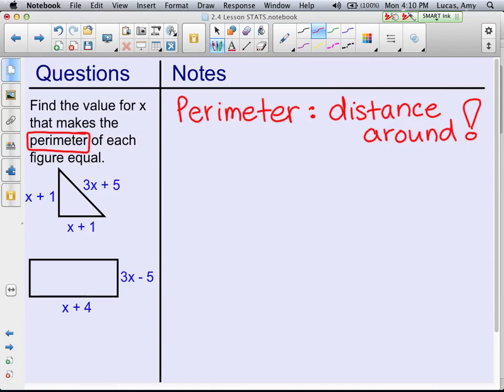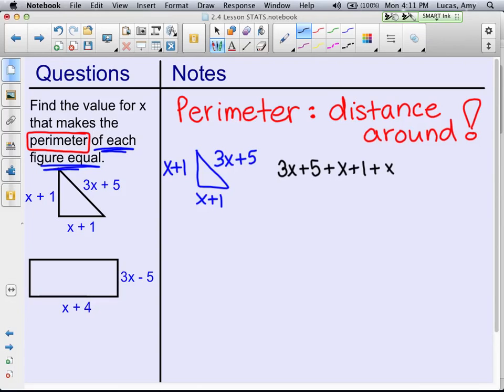So the distance around, so we're saying that the value for x that makes the perimeter of each figure equal. So the perimeter of each figure. So I've got my fantastic triangle, and I've got x plus 1, 3x plus 5, and then x plus 1. So if I add all of those together, I will get the perimeter of my triangle. So 1, 2, 3 sides all added together.